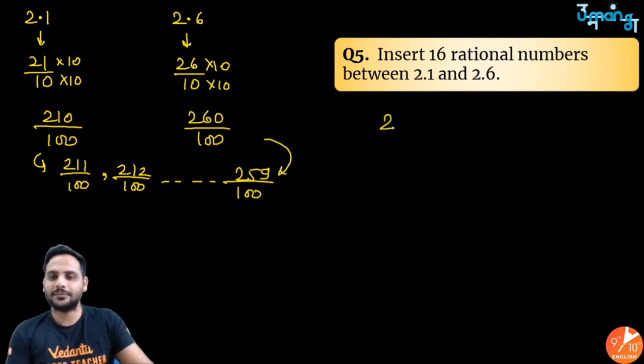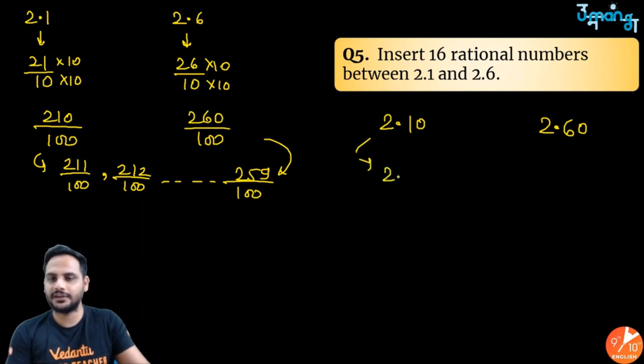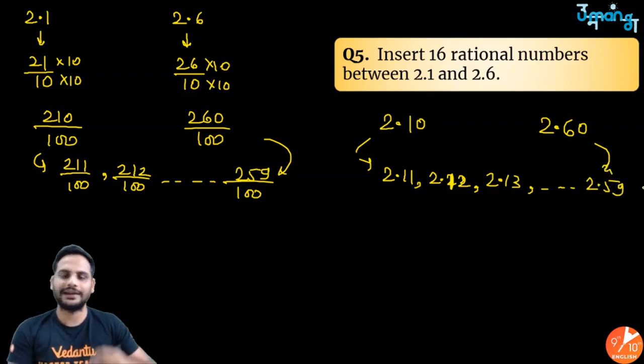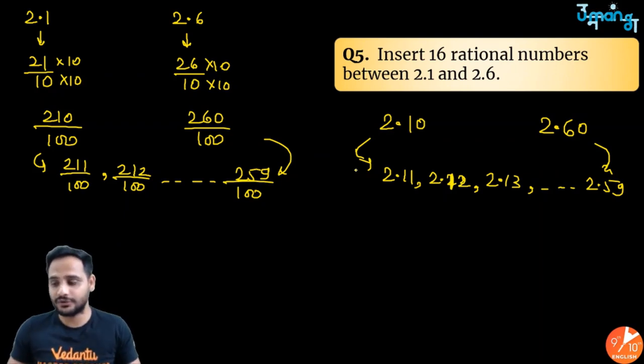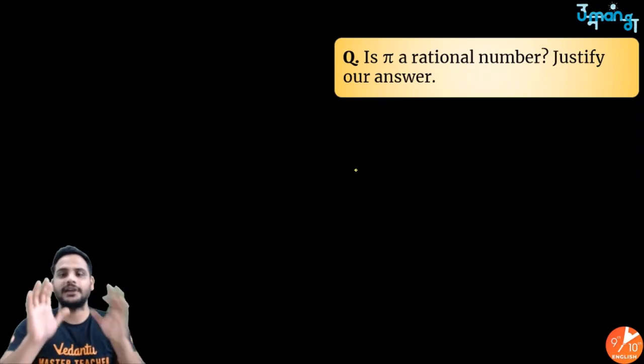Another part, suppose 2.1 is here, 2.6 is here. I can add one 0 at the end, no problem with that. 0 after the decimal gets over does not make any changes. So we have 2.10, 2.60. So I can say it is 2.11, 2.12, 2.13, 2.14 up to 2.59. So you can write anything in the fractional form, in the decimal form, whatever suits you the best, you can do that. Correct? Let's move to the next question.